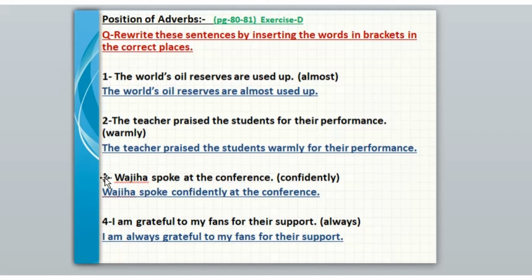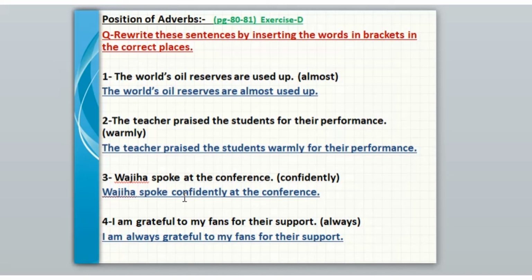Okay, now let's come to number 3. Wajiha spoke at the conference confidently. The bracket says confidently. So students, what is the verb we have here? Spoke is the verb. So it should be put after this verb here. So it will become, Wajiha spoke confidently at the conference. This adverb here is modifying this verb, so it should be placed after this verb. So I will repeat. The answer will become, Wajiha spoke confidently at the conference.